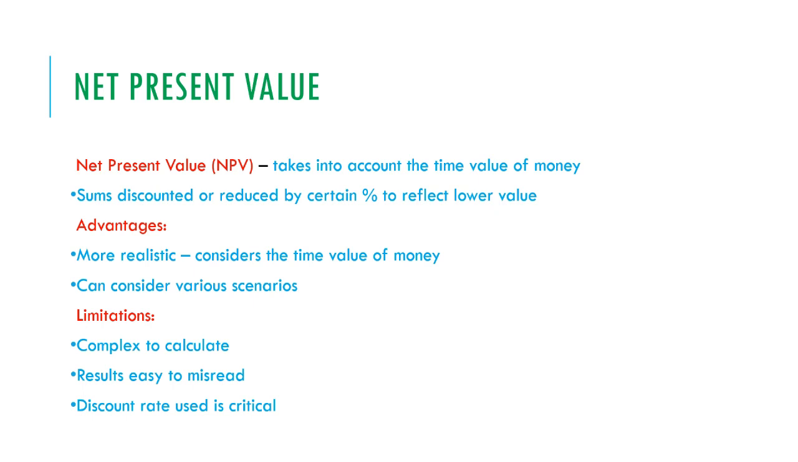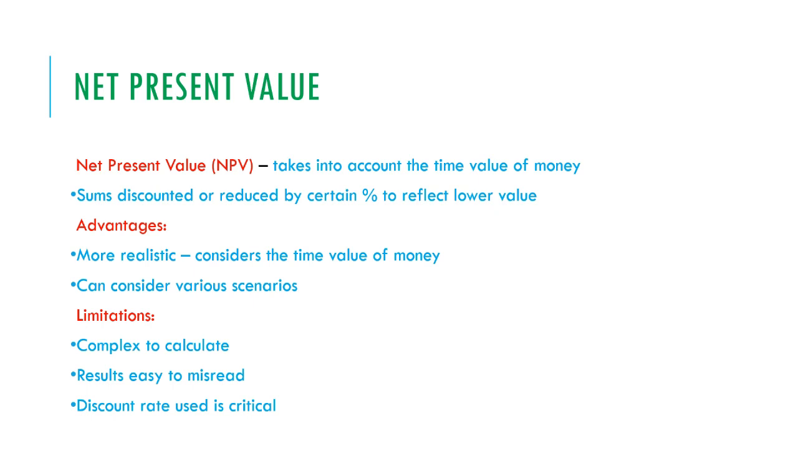And this is where net present value comes in, because it does take into account the time value of money. So sums will be discounted or reduced by a certain percentage to reflect the lower value. So you'll be given a depreciation rate, and you'll apply this to every year as you go through.